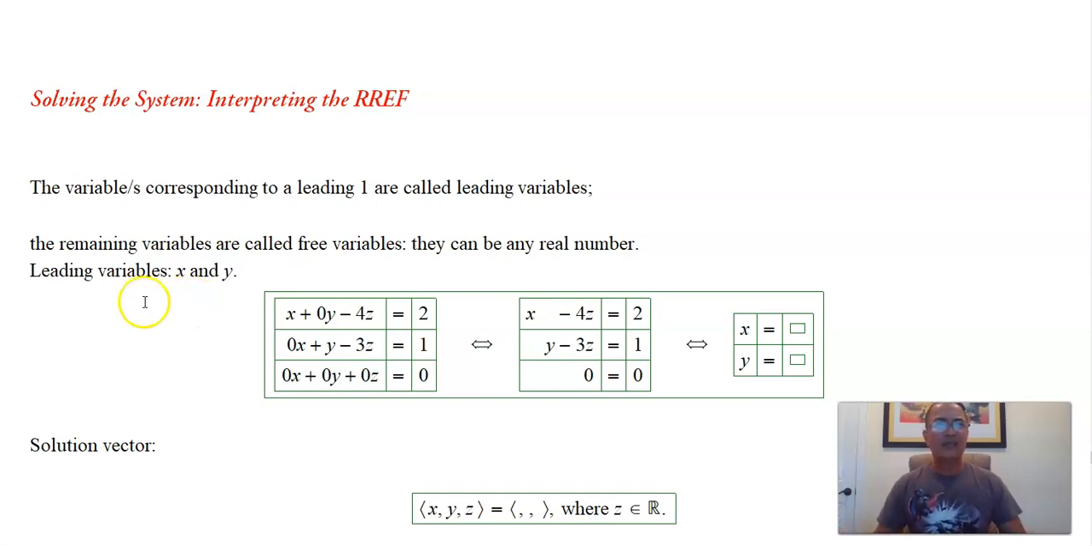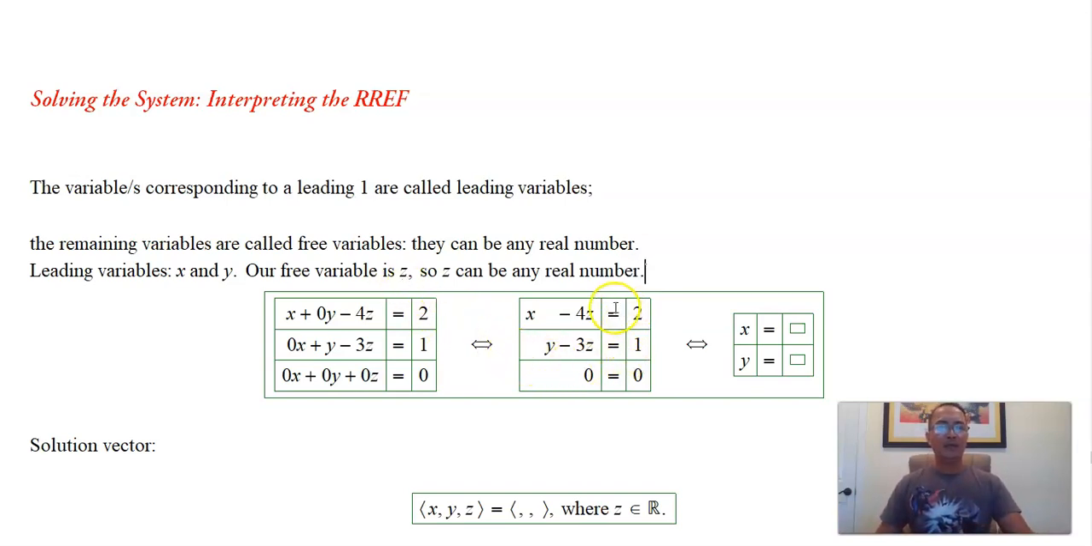And we noticed we didn't get an equation with z by itself. That's not a problem. What that simply means is that z is what is called a free variable. z can be any real number. Our free variable is z, so z can be any real number.